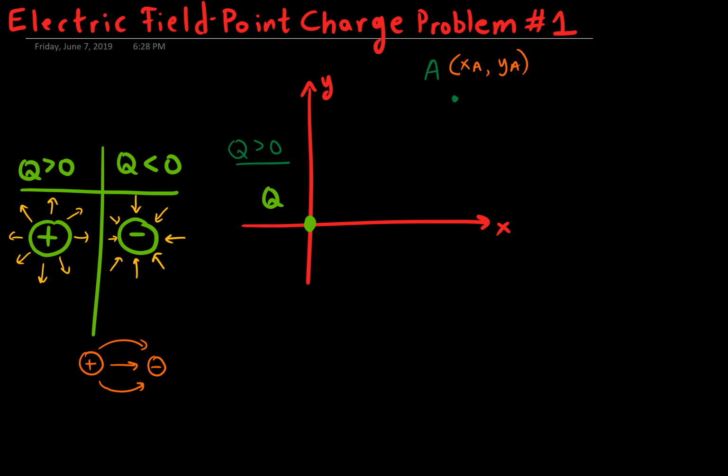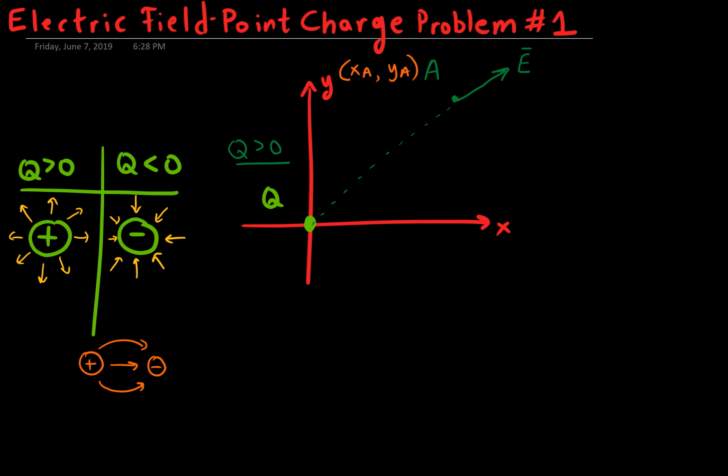What we can do is draw an imaginary line from Q to point A. Next, we can recognize that the electric field must point away from that charge. So we can extend this line with an arrowhead pointing away from that point charge, and that is our electric field vector.